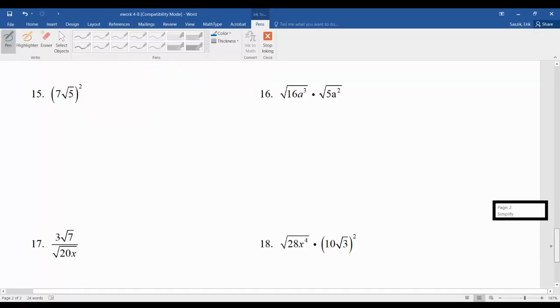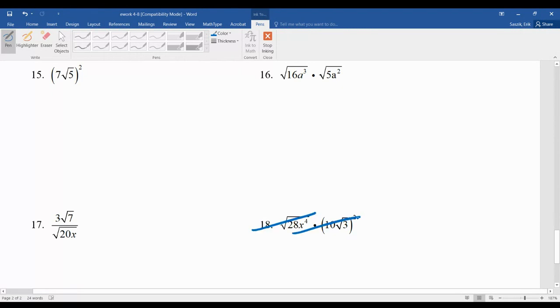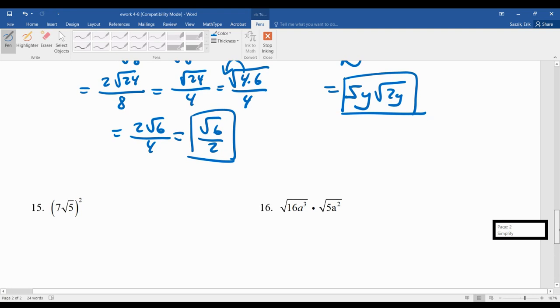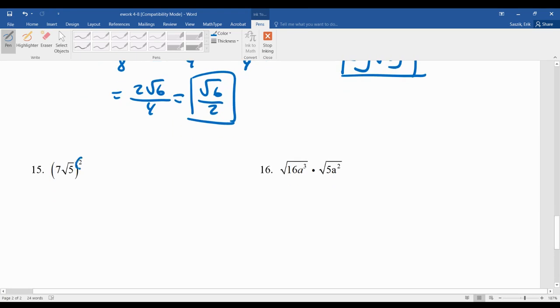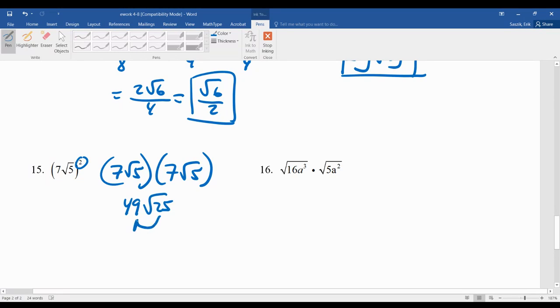All right, we got 2 more problems. These problems here shouldn't be there. So square means times by itself. We haven't seen anything like this, but the idea is not new. 7 times 7 is 49. Root 5 times root 5 is root 25. That comes out as 5. Multiply 5 times 49 and you get 245. My suggestion here would be to combine these.